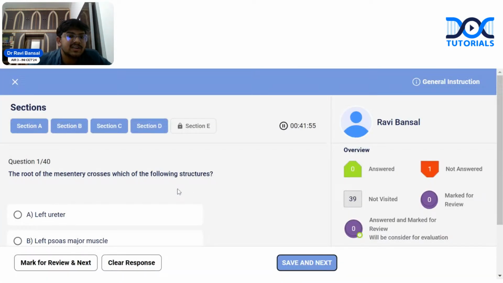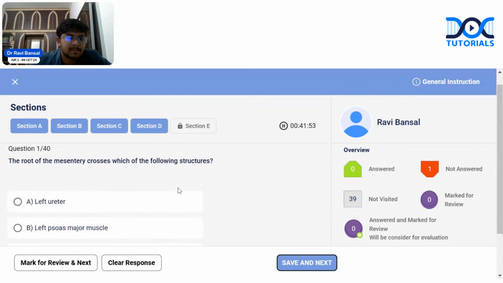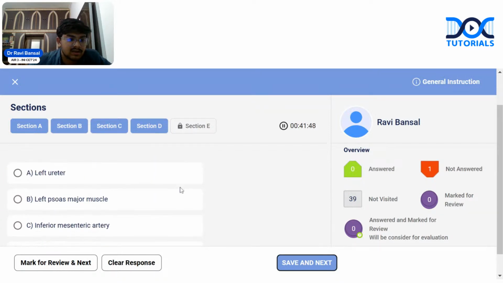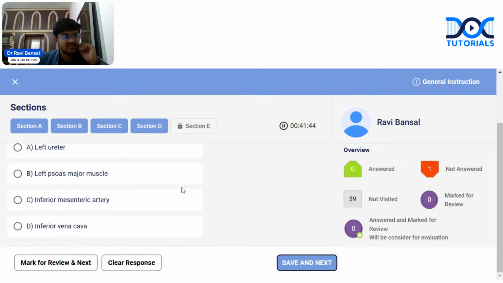The root of mesentery crosses which of the following structures? The root of mesentery crosses structures like the left ureter, left psoas major, IMA, and inferior vena cava. It goes from the left to the right side, to the right SI joint. So the IVC and aorta are obviously crossed, and psoas major and left ureter are there.